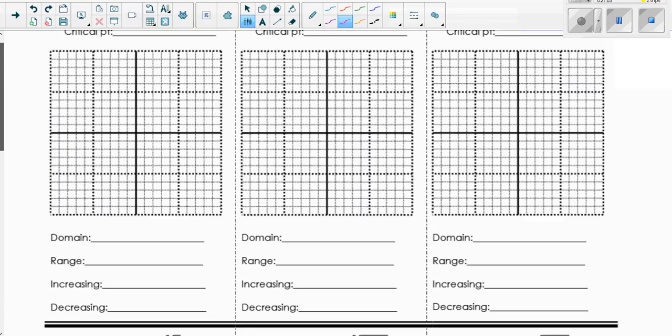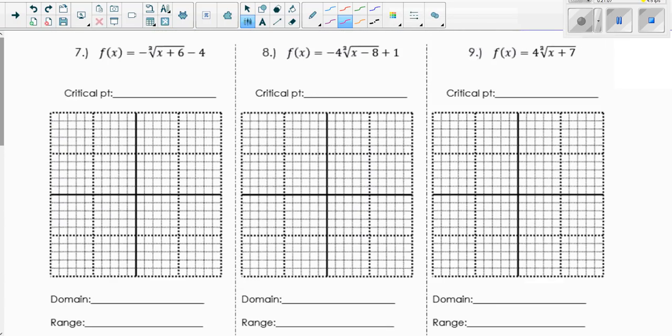Alright, and then the only thing that we can really change is the critical point, the a value, and whether it reflects or not. And then it's just a bunch of practice of the same thing.